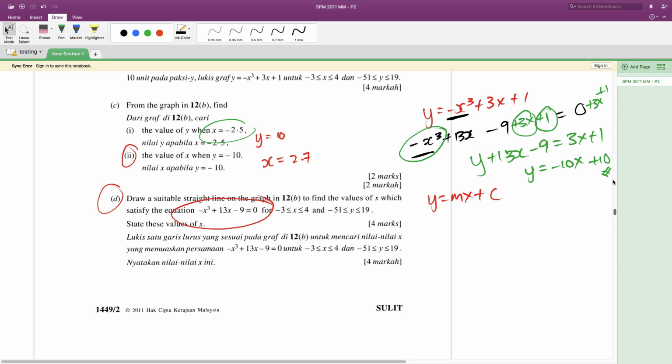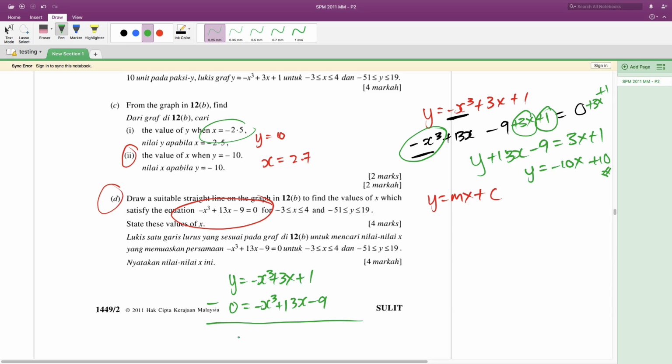Alright, this is one of the ways I like to use, but I think some schools actually teach the elimination method. You can do that. So if I want to use the elimination method, this is what I will do. This is y equals negative x cubed plus 3x plus 1. And then this one, I will write the y here, and then equal, I will follow, plus 13x minus 9. So in order to eliminate the x cubed, I will subtract it.